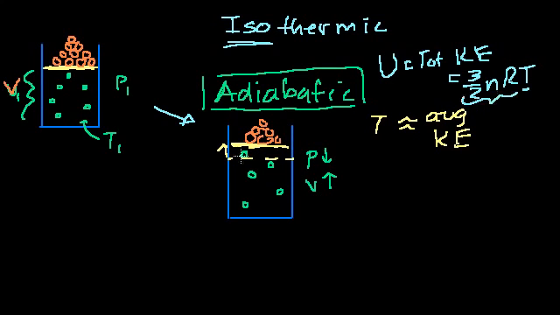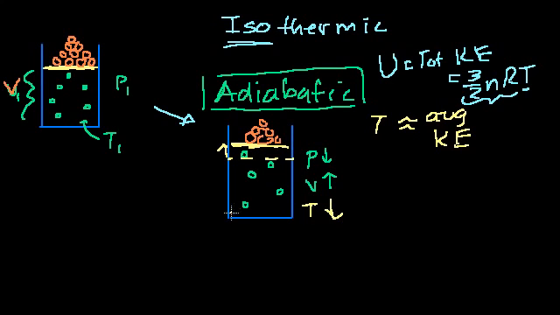Now, when I do some work, it's essentially a transfer of kinetic energy, right? And I can't replace that energy with some heat because it's adiabatic. There's no heat going into or out of the system. So in that situation, the kinetic energy of the system went down. The average kinetic energy of the system went down. So the temperature would have also gone down.